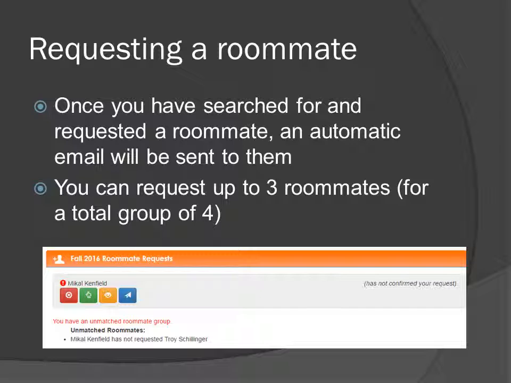These options include a red button. If you hit that, that will cancel your request. The green button will accept a roommate request. The yellow button will let you view their profile. Something to note is that most students probably haven't filled out their profile via My Housing, so that's probably blank. The blue button will send them an email to their Concordia email address as well. You can request up to 3 roommates for a total roommate group of 4 people.